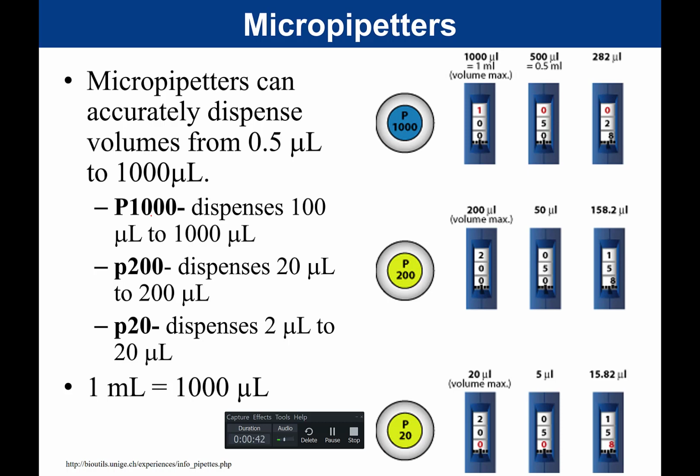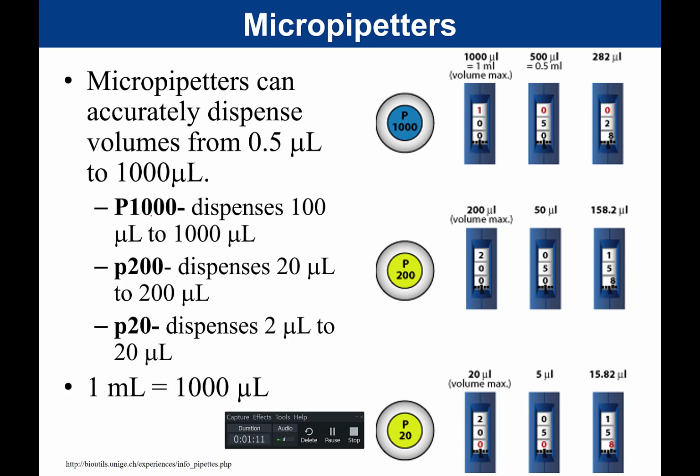A P200, 200 means that the maximum is 200 and the minimum is 10% of that, which would be 20. So a P200 dispenses 20 microliters to 200 microliters. A P20 can dispense a maximum of 20 microliters, minimum of 10% of that. So that would dispense volumes between 2 to 20 microliters.